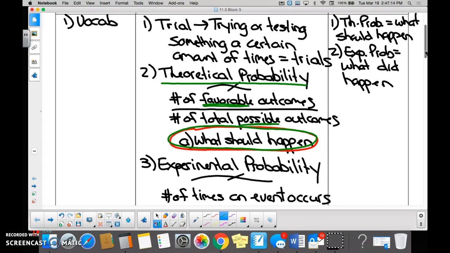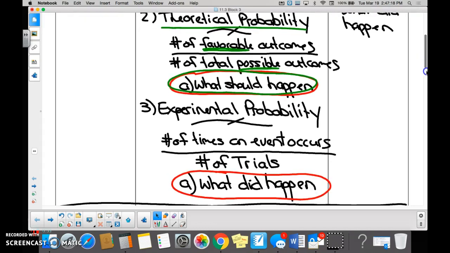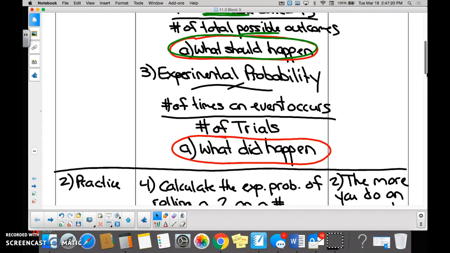Yes. The new probability that we're going to talk about is experimental probability. So if somebody wants to know the experimental probability if something happens, they literally say, what is the experimental probability? They can't say what's the probability because that's theoretical. So the experimental probability is, everybody, what did happen.